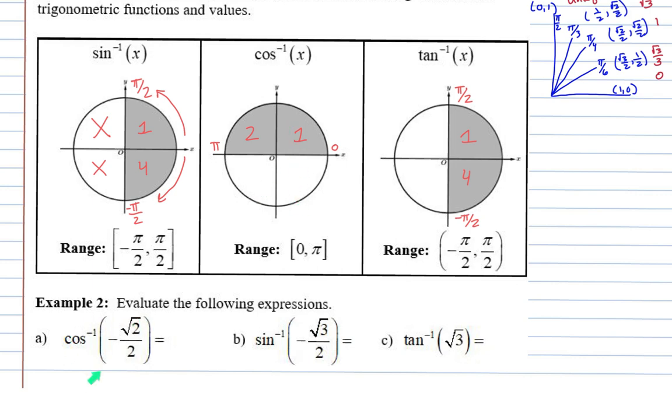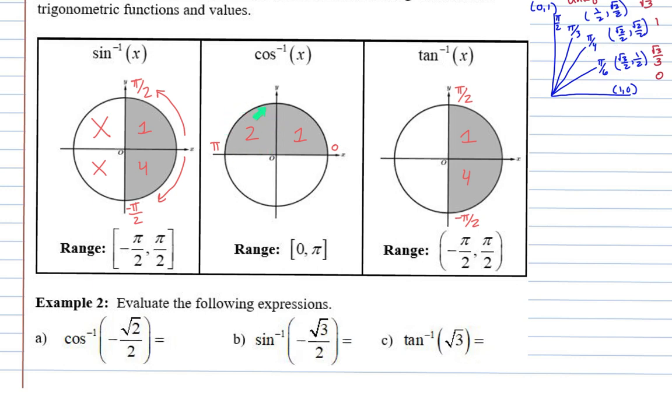So if you look at cosine, cosine is negative. In the first quadrant, everything's positive. In the second quadrant, that's where it's negative. And we know that cosine is negative square root of 2 over 2 when it's equal to pi over 4.